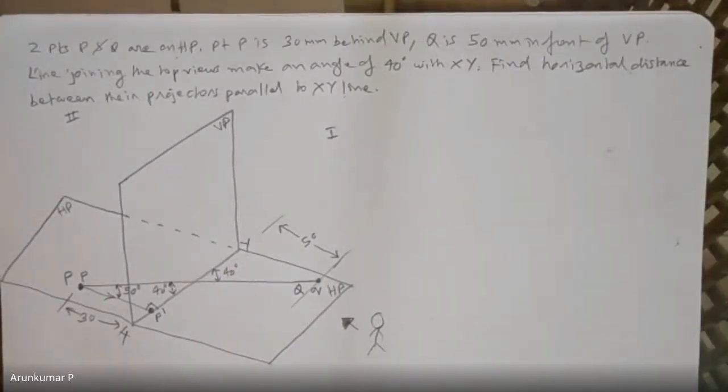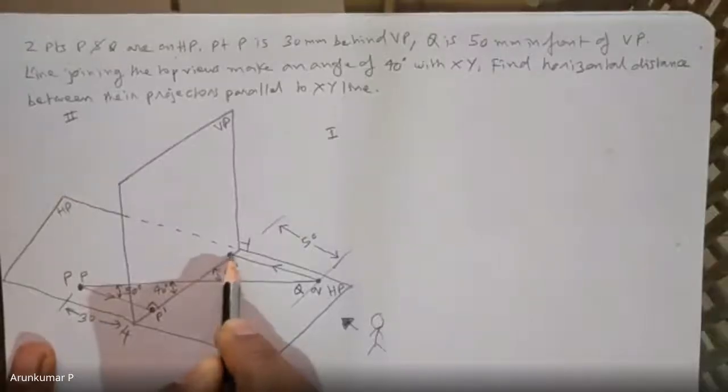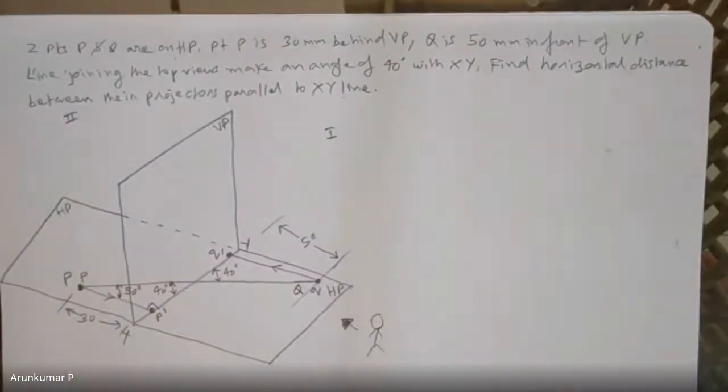Okay. Now tell me, where is the front view of Q? On XY line. On HP. On XY line. Q dash, same as you had here, P dash. This is your solution. In 3D, of course.